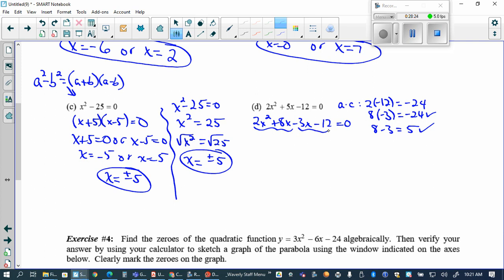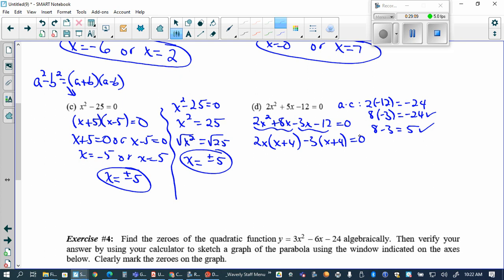Factor by grouping, right? First group, GCF. 2x, leaving us plus 4. Okay, GCF in the next group. Let's factor out a negative 3, leaving plus 4 equals 0 still. Okay?